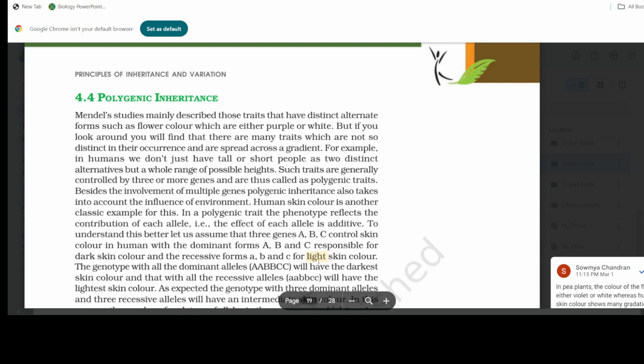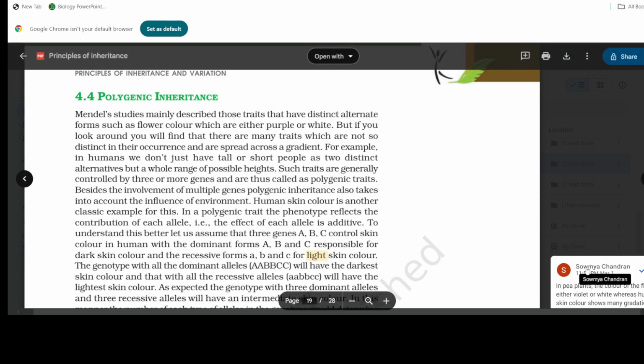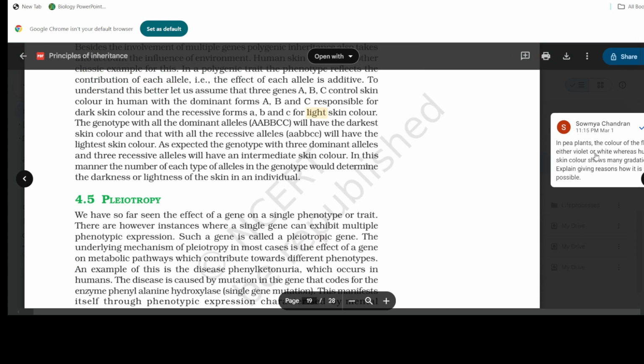Remember children, I have taken the rationalized copy of the textbook, the new copy. Some of you will be having the old copies, so please see to it accordingly. Now, in pea plants, the color of the flower is either violet or white, whereas human skin color shows many gradations. Explain giving reasons. How is this possible?